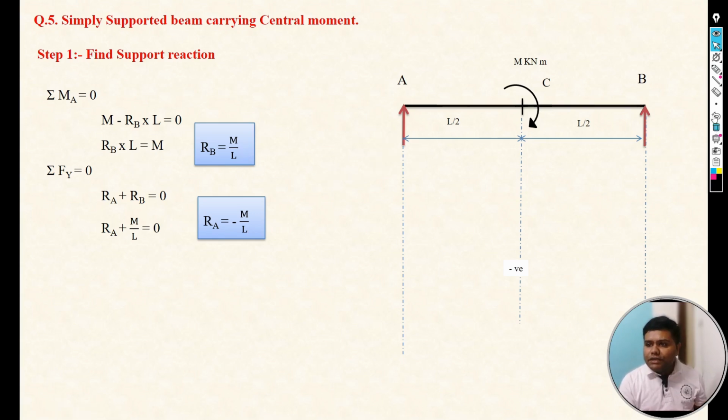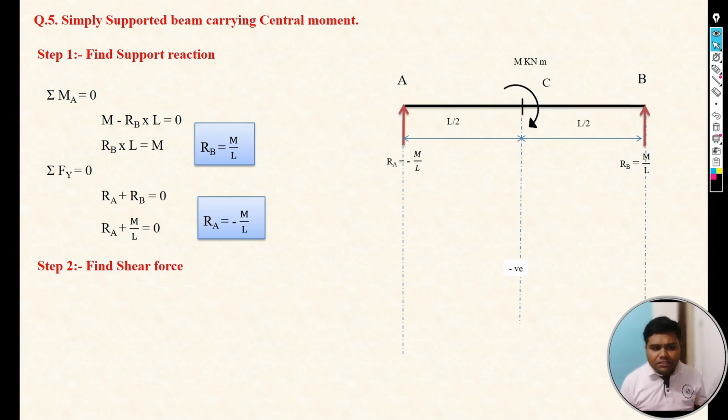So here we have calculated the support reactions at point A and point B, where the support reaction at point A is minus M by L, and the support reaction at point B is M by L. So the support reactions are calculated, which means the first step is covered.